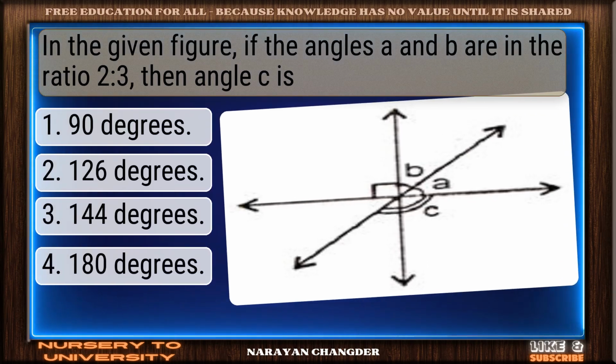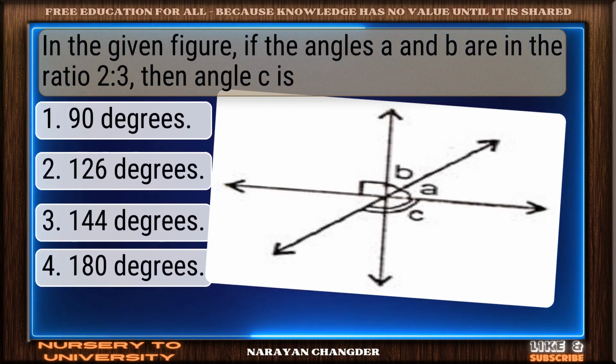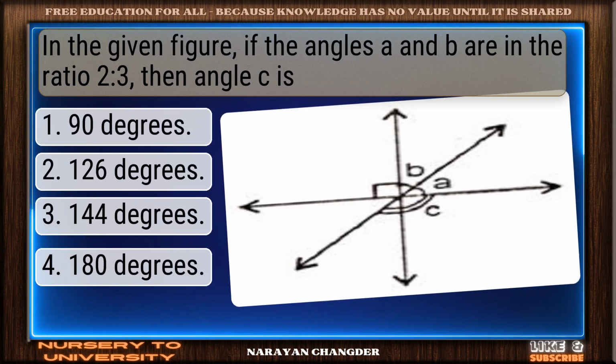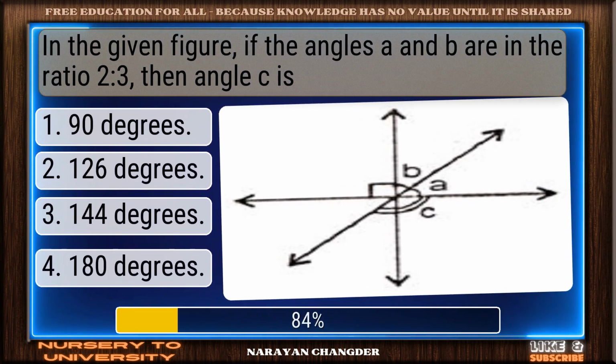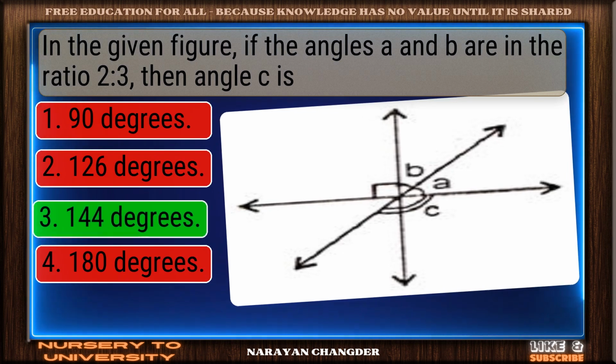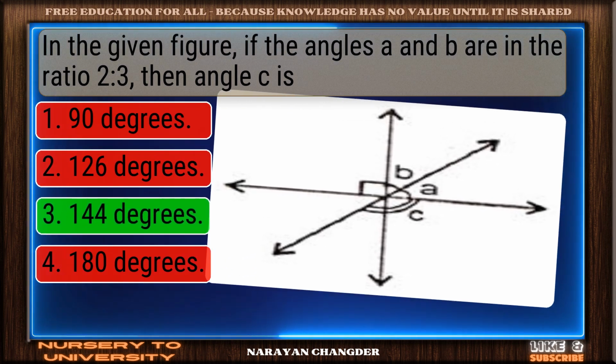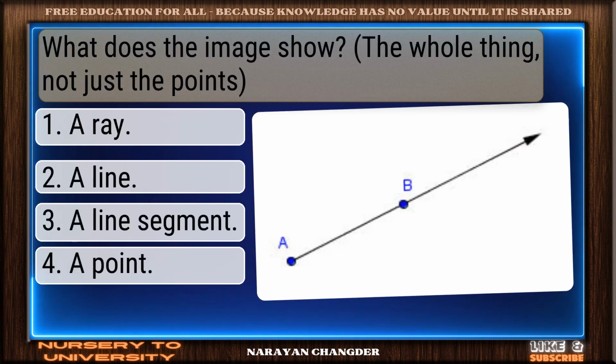Question number 4. In the given figure, if the angles A and B are in the ratio 2:3, then angle C is... Good job. Your answer, 144 degrees, works well here.